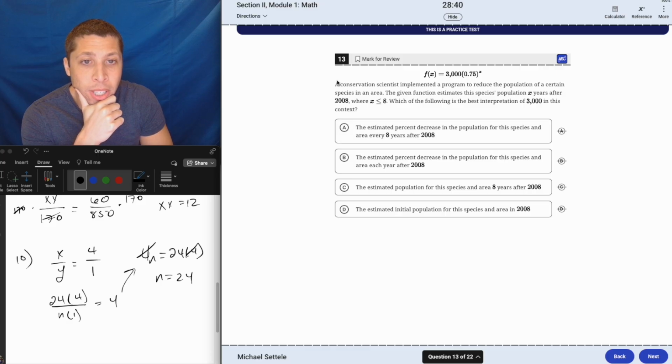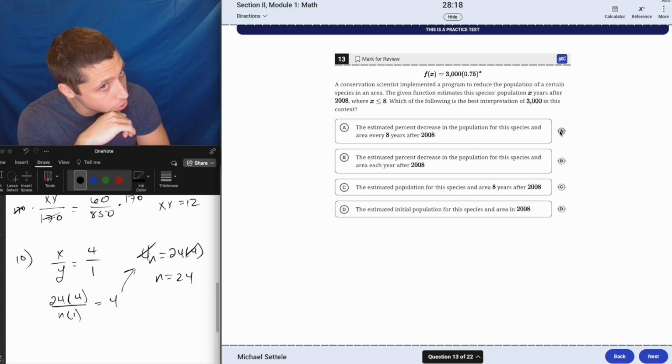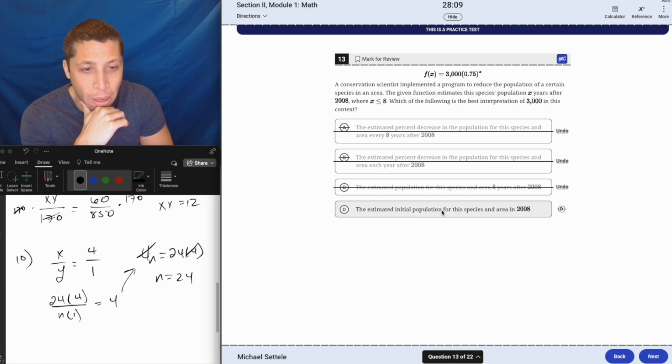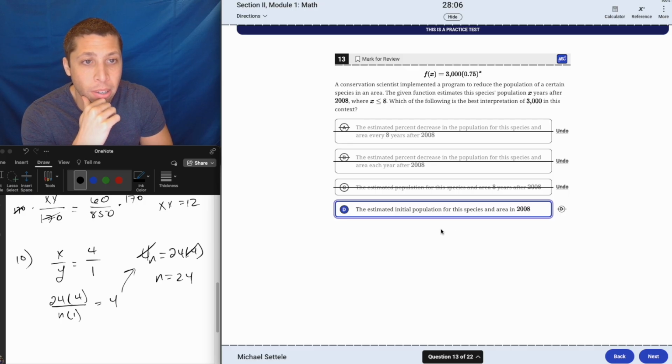A conservation scientist implemented a program to reduce the population of a certain species in an area. The given function estimates the species population X years after 2008. Which of the following is the best interpretation of 3000? That's the y-intercept. So that is the starting value at 2008. So the estimated percent decrease, no, it's a starting point. The estimated population in the area 8 years after 2008, no. Estimated initial population, yes, when t is 0, x is 0.